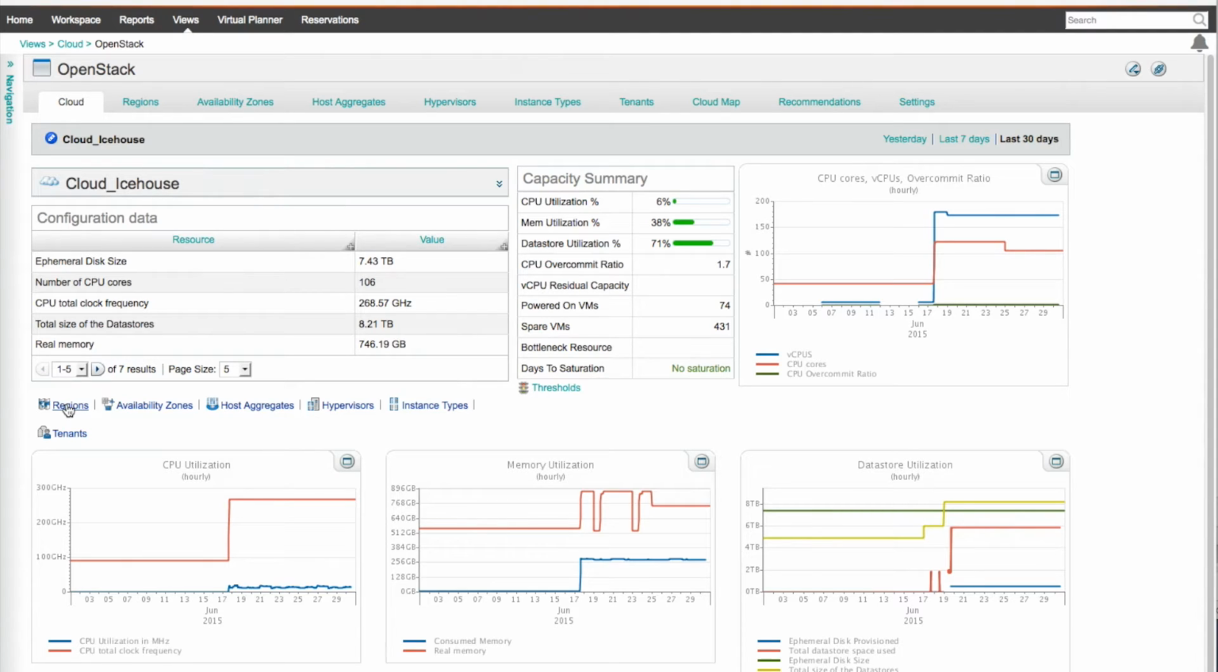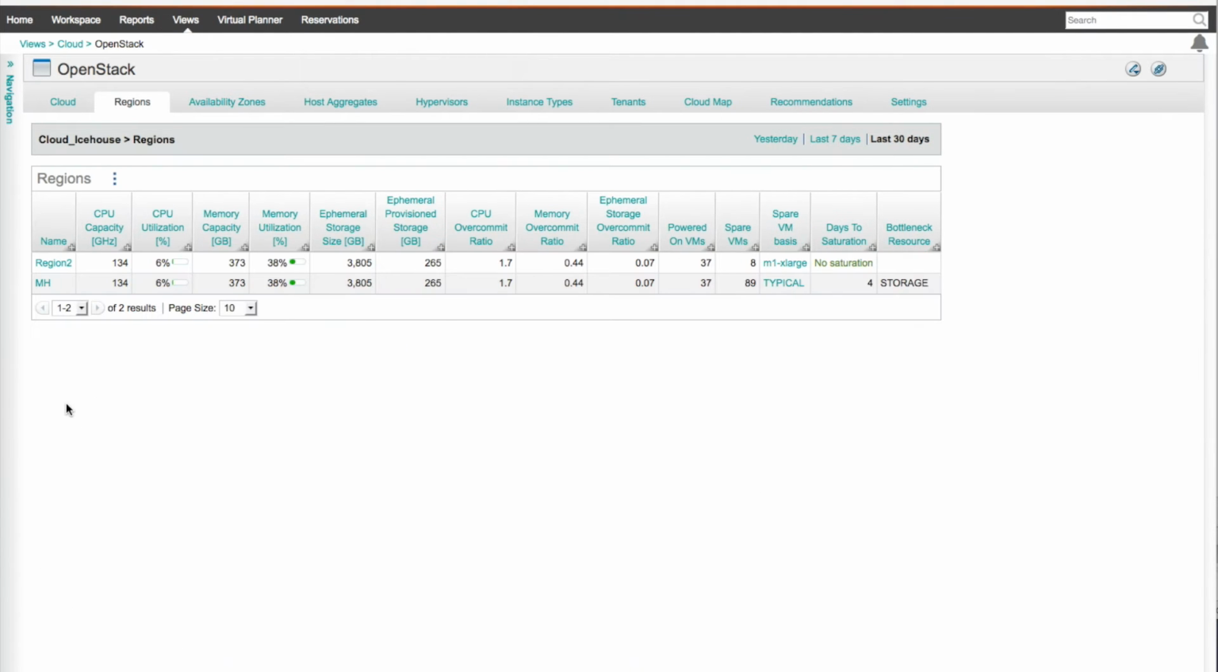For example, if we move to the region level, we can see that this cloud has two different regions, region 2 and region MH. And for each one of the regions, you can see some key metrics representing the CPU overcommit ratio, the memory overcommit ratio, and the ephemeral storage overcommit ratio.